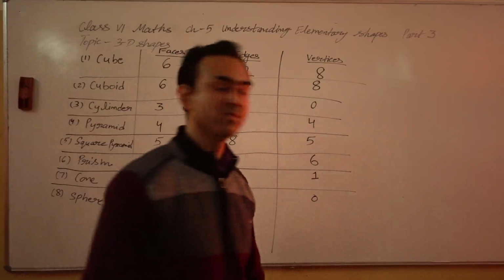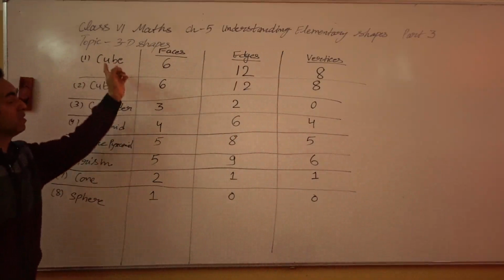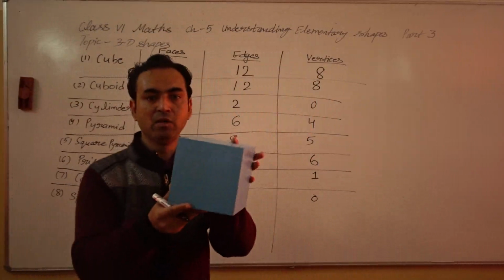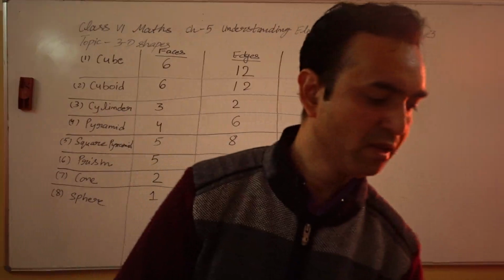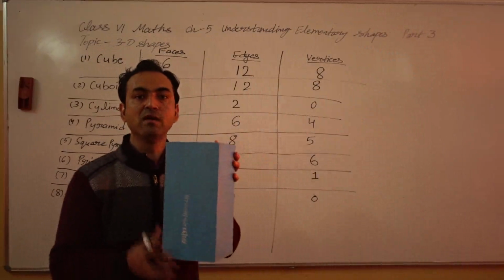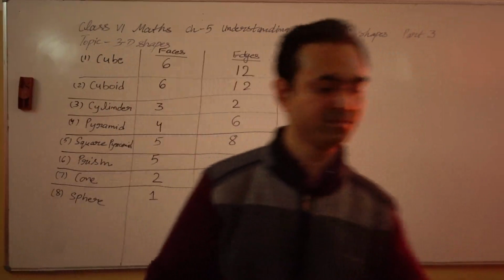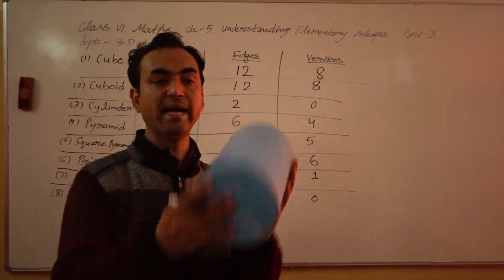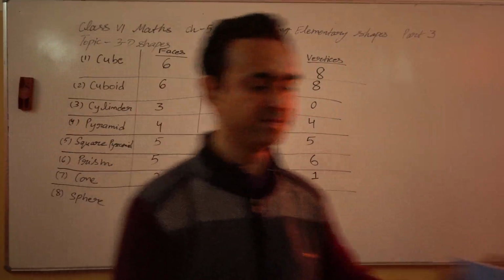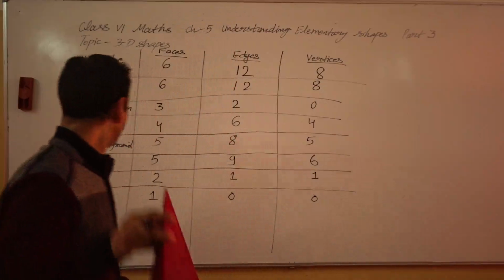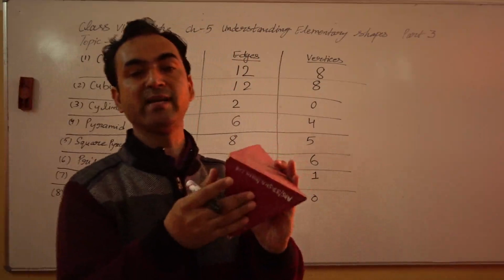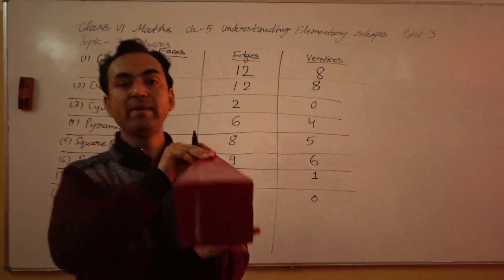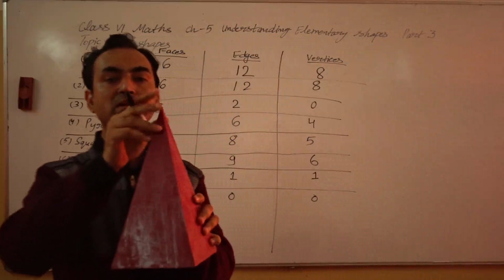3D shapes, 3-dimensional shapes. Again I am revising here. First, cube. This is a cube, right? Whose all faces are square shape. Second, cuboid, whose some faces are rectangle, some are square. Next, cylinder, whose base and top are circles and one curved face. Next, pyramid, whose base is a triangle but top is a vertex. Next, square pyramid, whose base is a square, top is a vertex.